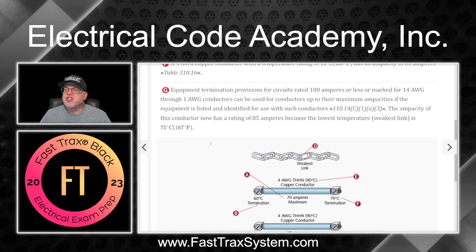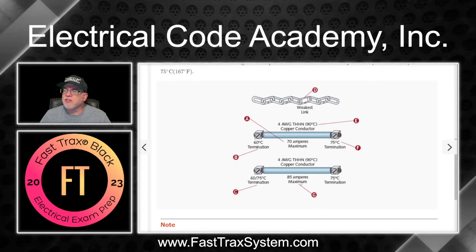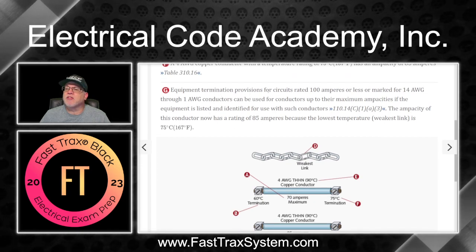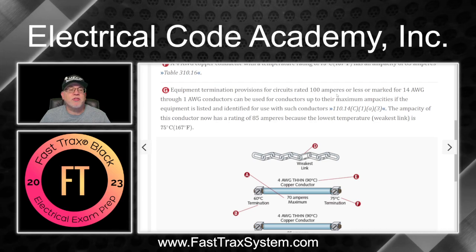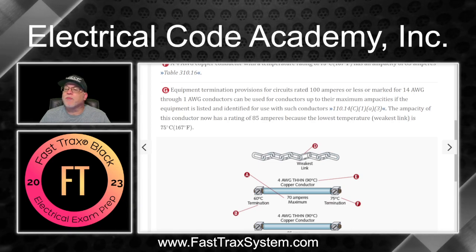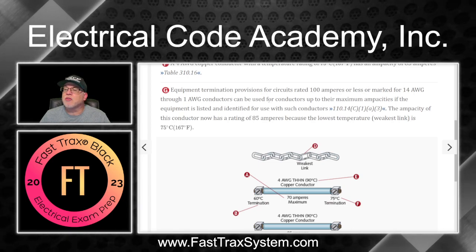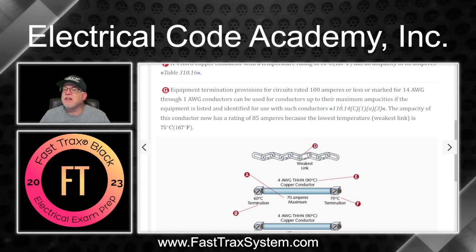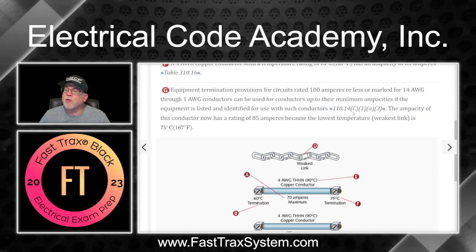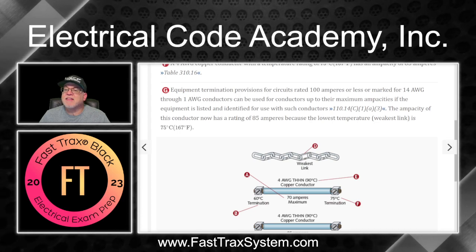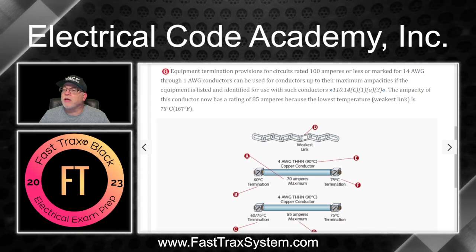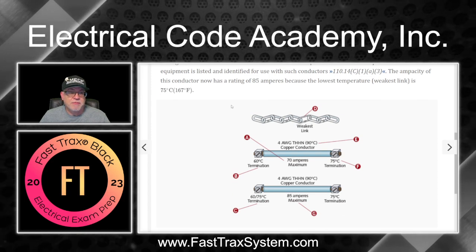Let's see here, G. So G right here, now notice this says a maximum 85. That's what I just showed you earlier. It says equipment terminating provisions for circuits rated 100 amperes or less, right here, in case you're following along on the screen, or marked 14 through 1 can be used for conductors up to their maximum ampacities if the equipment is listed and identified for use with such conductor. So that is 110.14(C)(1)(a)(3). It says the ampacity of this conductor now has an 85 ampere because the lowest temperature, the weakest link, is 75. So that is interesting.